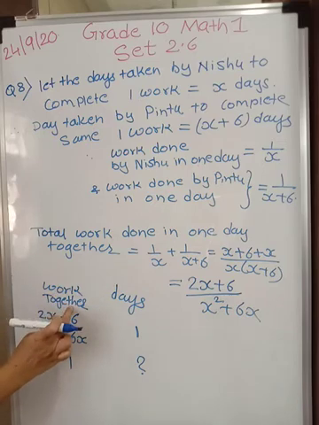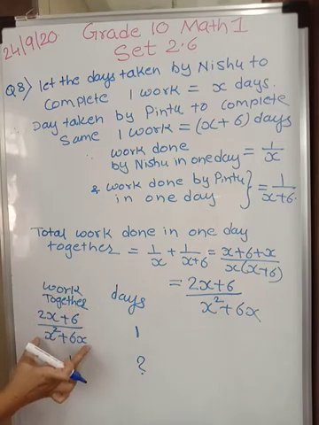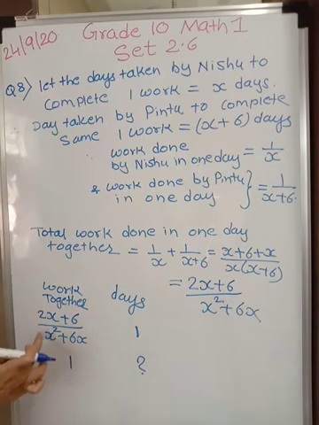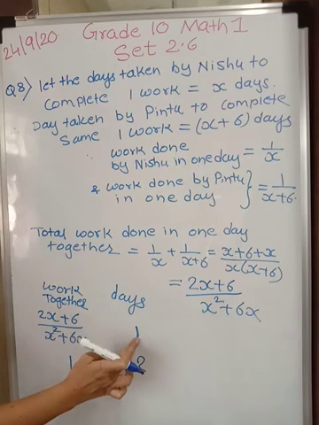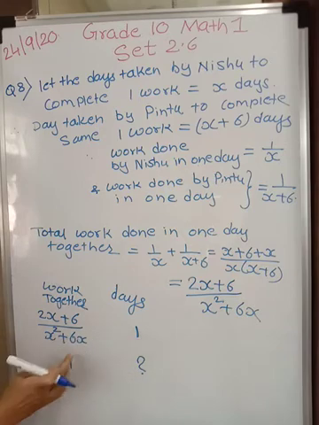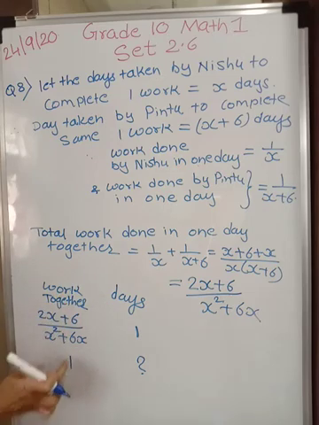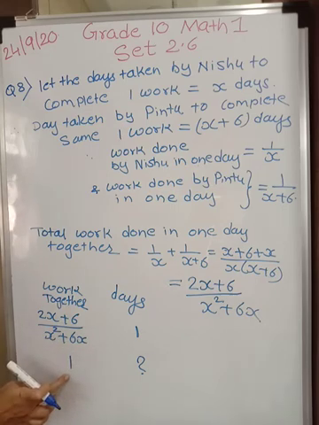Work done together is this much. In how much time? In one day. So this is a part of work done in one day by both of them. So to complete this work, that is to do this one work completely, this is only a part. To complete this one work, how many days are they going to take?